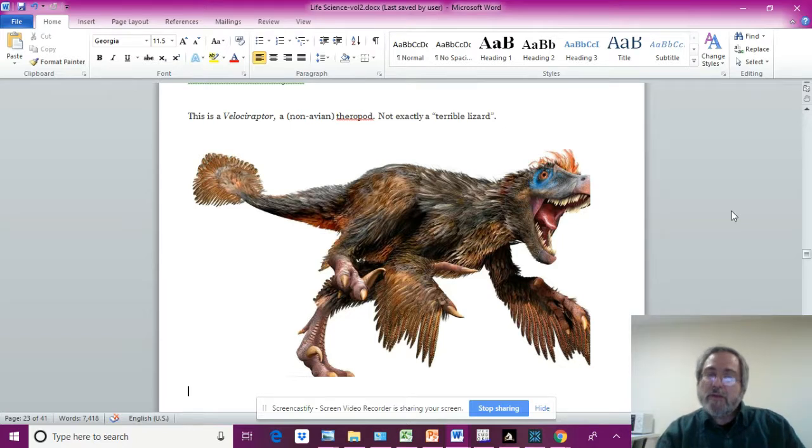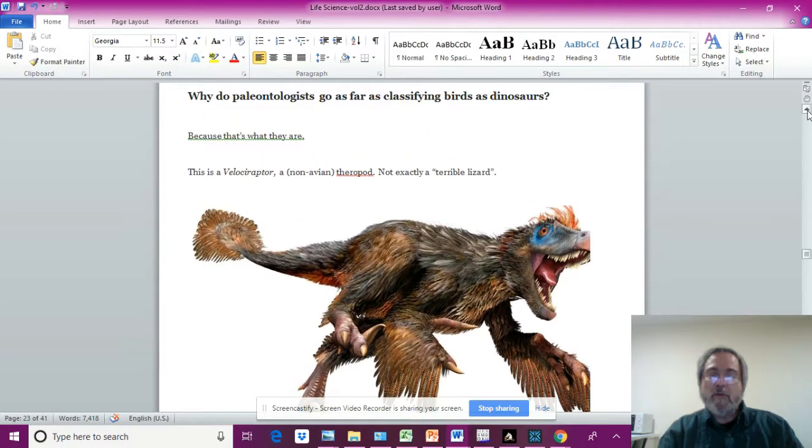This one here, I just want to discuss with you as to this question here. Why do paleontologists go as far as classifying birds as dinosaurs? Because that's what they are. When you look at the evolutionary characteristics and traits of birds, birds are really, in essence, modern-day dinosaurs. Now, most of the dinosaurs did go extinct. There was one group that survived, a group derived from the theropods.